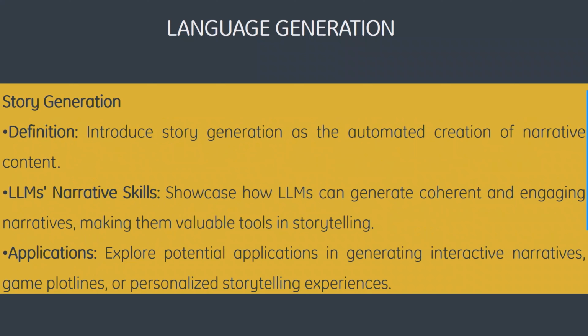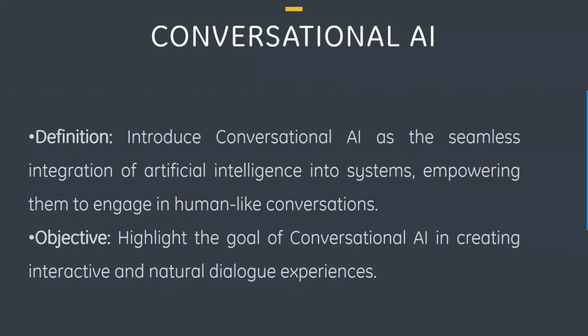Then we have time efficiencies. Emphasize the time-saving benefits of using LLMs in content creation workflows. Next, we have story generation. So, story generation is the automated creation of narrative content. What are the skills here? LLMs can generate coherent and engaging narratives, making them valuable tools in storytelling. What are the applications here? Potential applications in generating interactive narratives, plot lines, or personalized storytelling experiences.